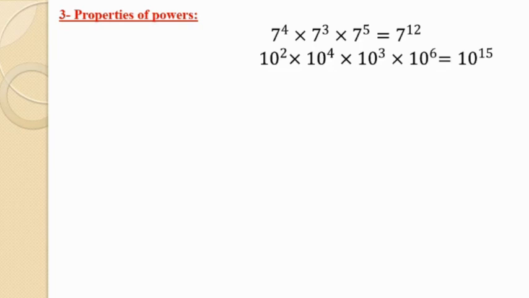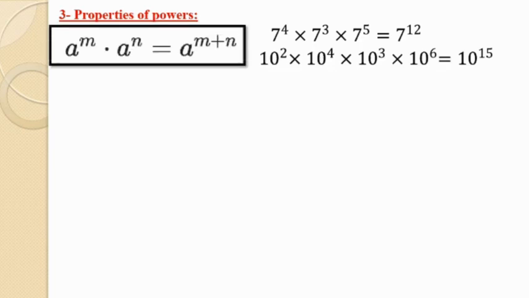So what is the rule here? What am I doing? The rule says a to the power m times a to the power n: when I have the same base I have to add the exponents. So the rule becomes a to the power m plus n. When we have the same base multiplied by each other, directly I can add the exponents. Again, let's go back to the example. 7 power 4 times 7 power 3 times 7 power 5, same base, which is 7. I have to add the exponents. 4 plus 3 plus 5 equals 12. Then the answer will be 7 to the power 12.